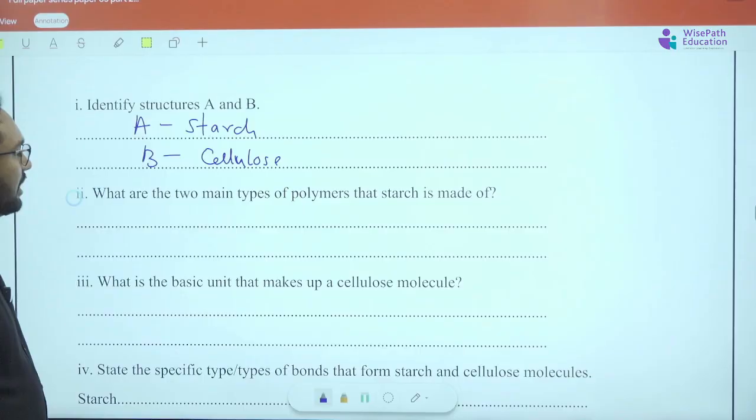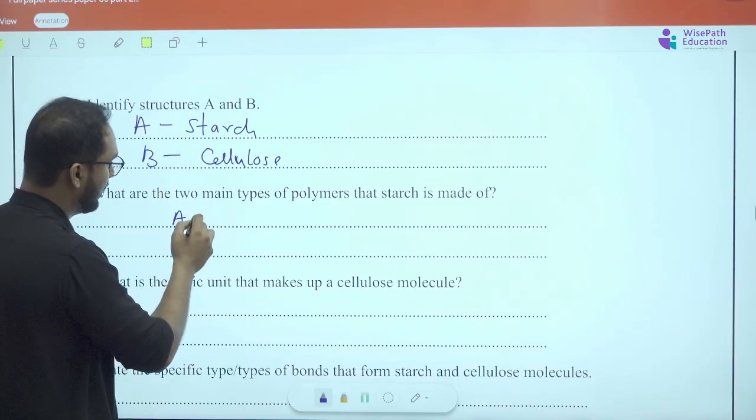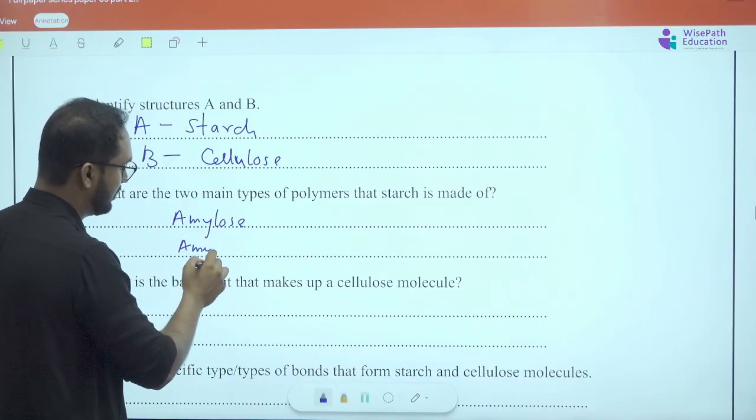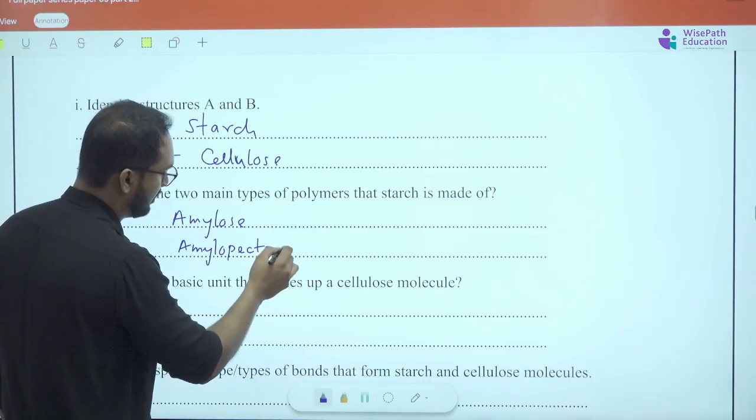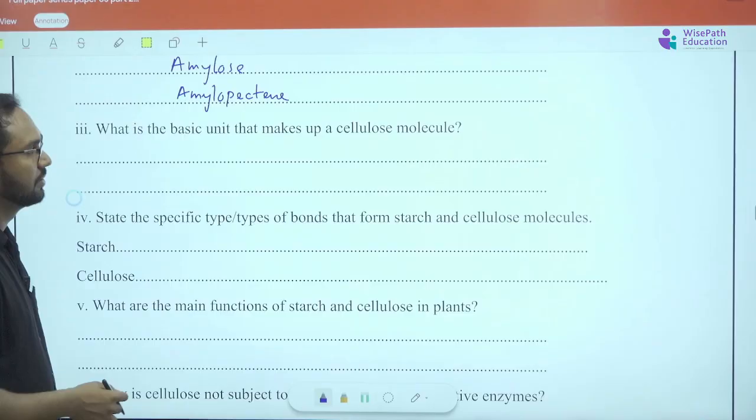What are the two main types of polymers that starch is made of? Amylose, amylopectin. Amylopectin. What is the basic unit that makes up the cellulose molecule?